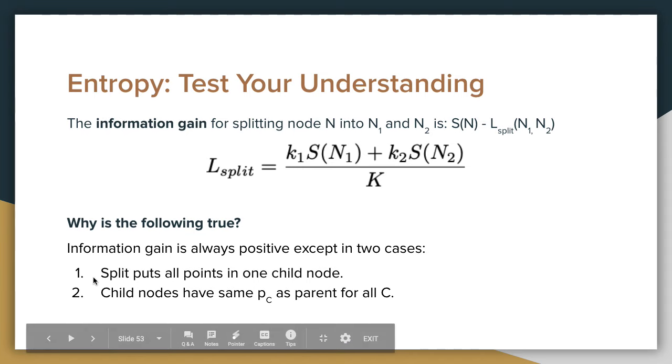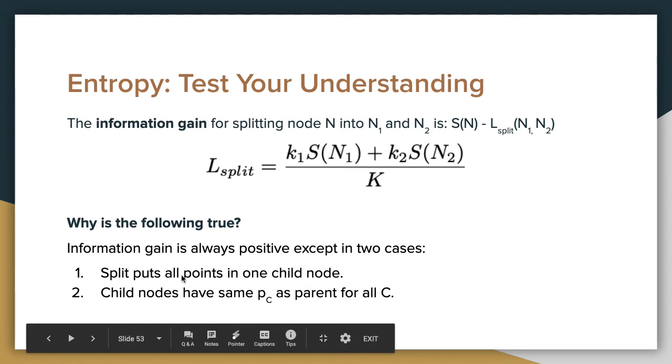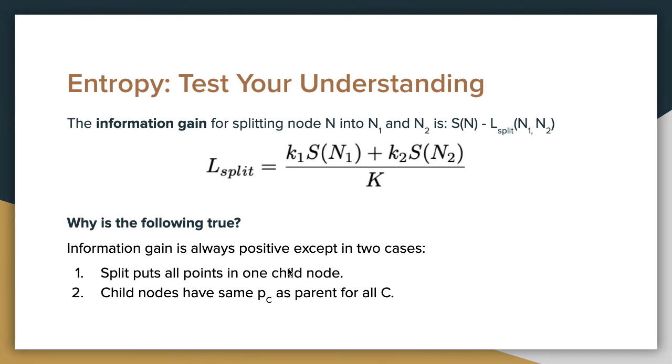But then we have these two cases. If we split our data and all the points from node n end up in node n1, then our information gain isn't anything, because we basically just copied node n once. We're not really gaining any information because we didn't split the data at all. We just put all the points in node n into node n1. That's why the information gain is zero for the first condition. Any questions about condition one?